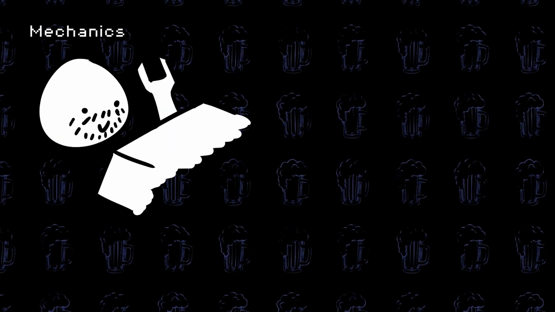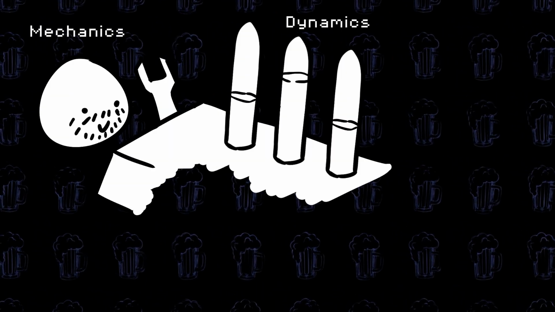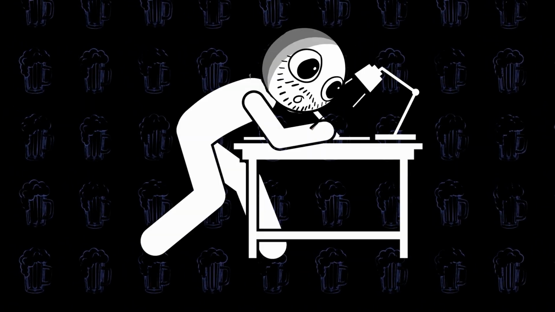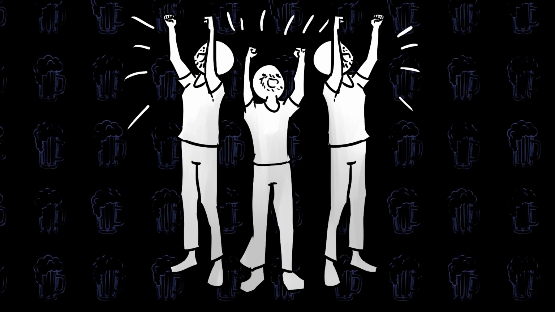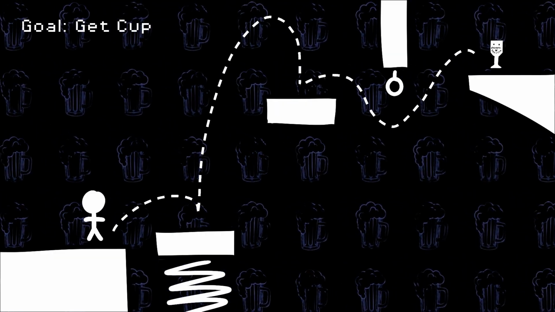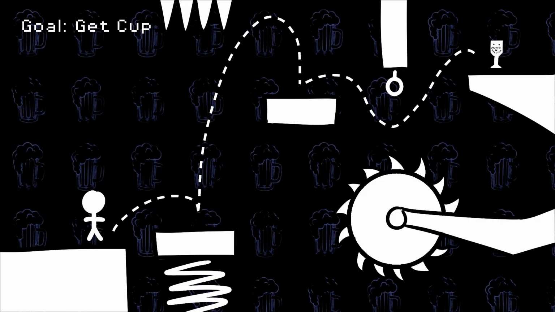Next up is game mechanics and gameplay dynamics. Controls, objectives, and progression systems need to be meticulously designed to create an enjoyable experience for the players. This includes what players should be doing, how to accomplish those goals, and what means of interaction exist.